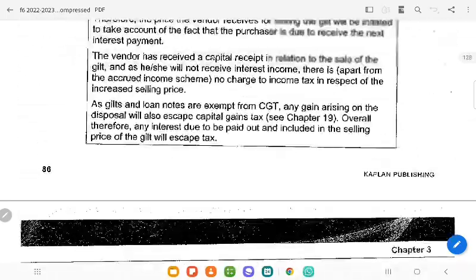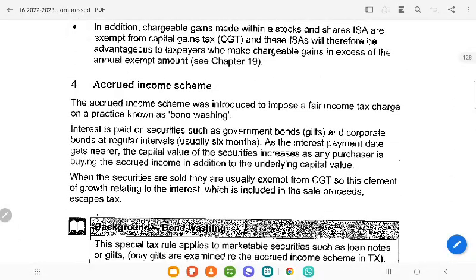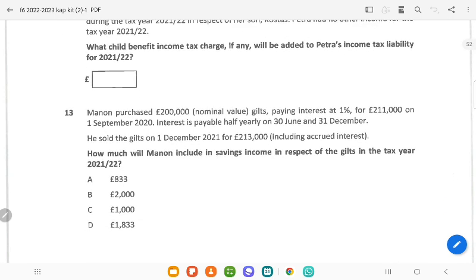Secondly, another topic from this chapter is the accrued income scheme. For this, I will show you two questions. You have to consider these two questions and identify the difference between them. So these are the two questions. Number 13, where Menon purchased 2 lakh of gilts paying interest at 1% for 2,11,000 on 1st September 2020. Interest is payable half yearly on 30th June and 31st December. He sold the gilts on 1st December 21 for 2,13,000. How much will Menon include in savings income?